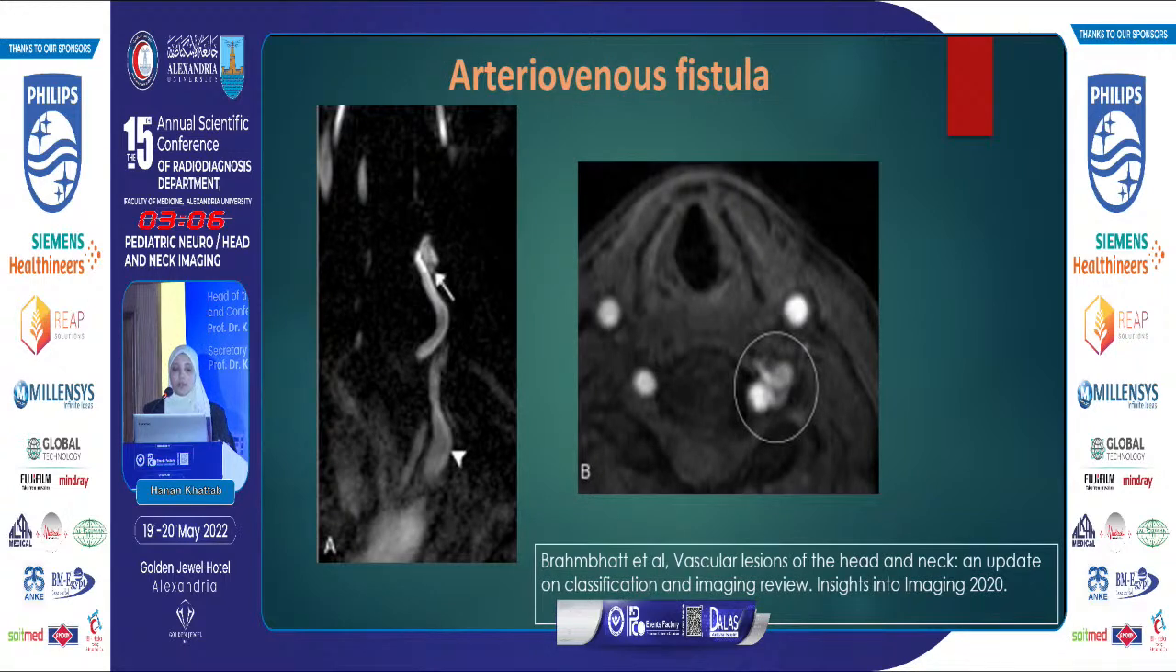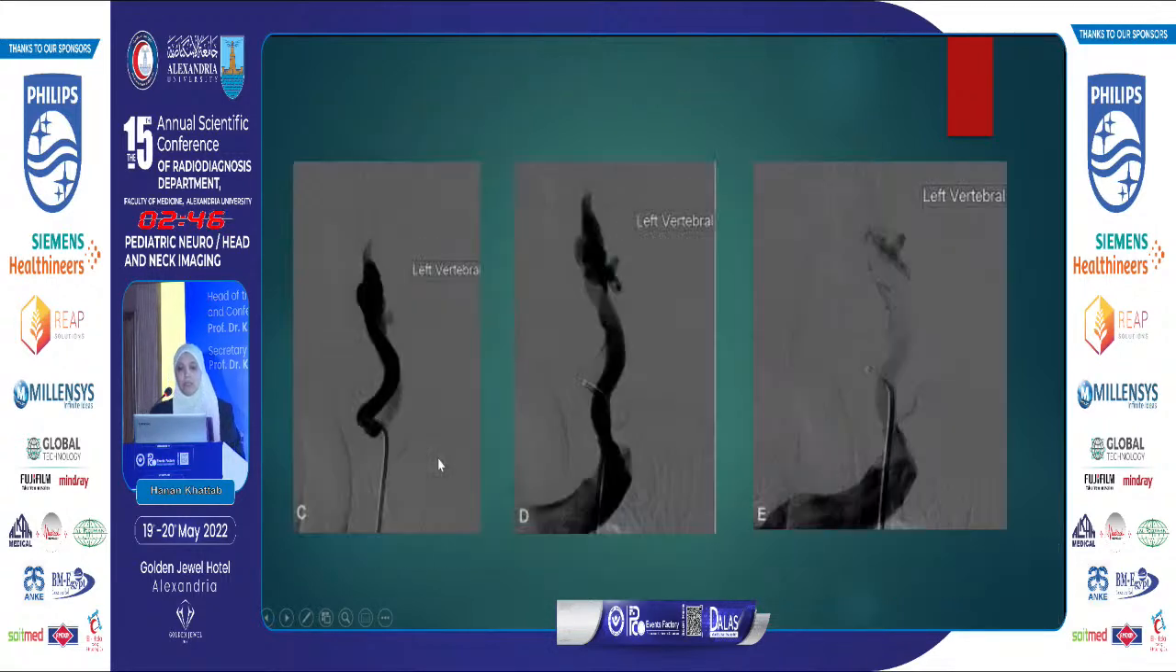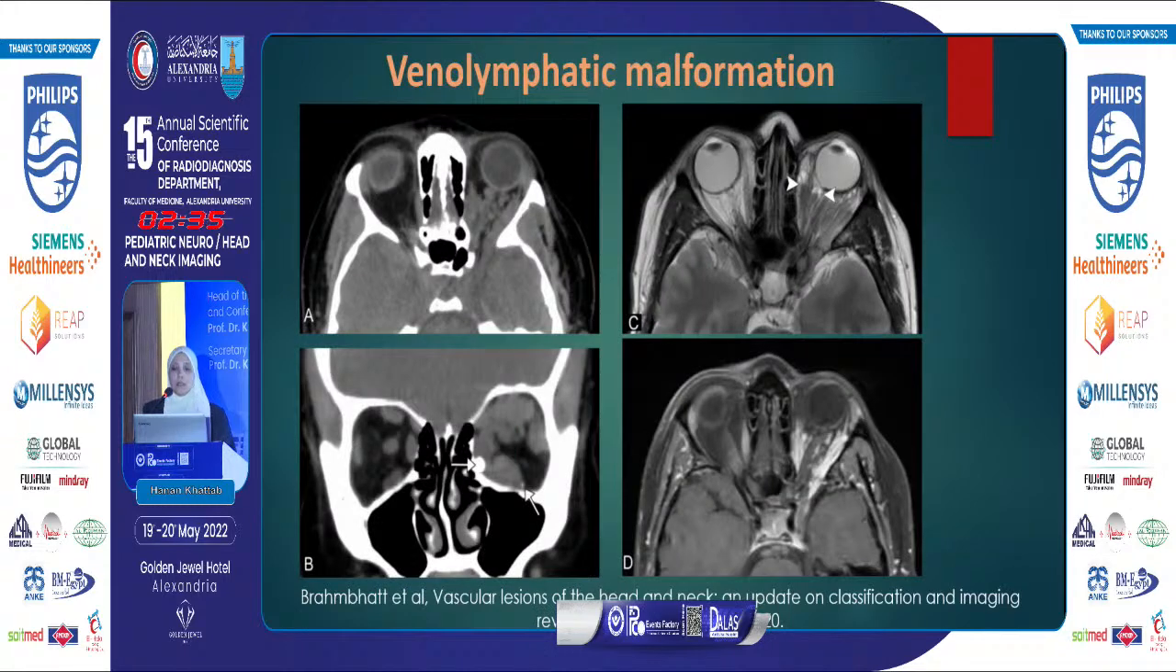This is an example of arteriovenous fistula at the left vertebral artery, for a patient who presented with a thrill along the left side of the neck. Post-contrast MRA shows the dilated tortuous proximal left vertebral artery with fistulous dilatation at the level of C6, then the early enhancing dilated draining vein. Again, in the same case, selective catheter angiography shows the tortuous vertebral artery and the early enhancing dilated vein.